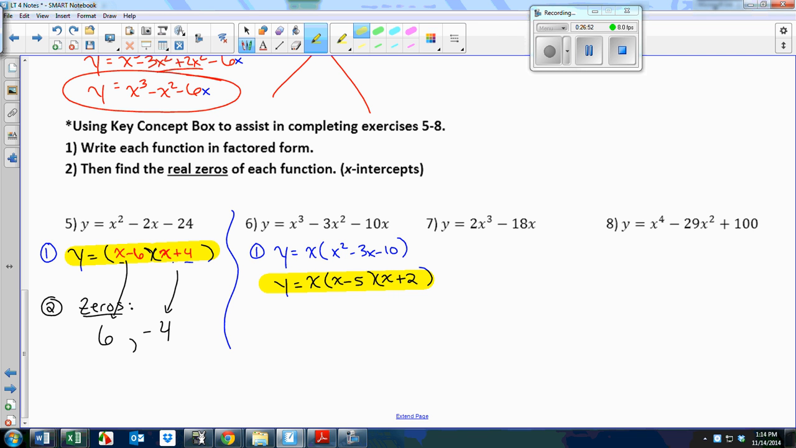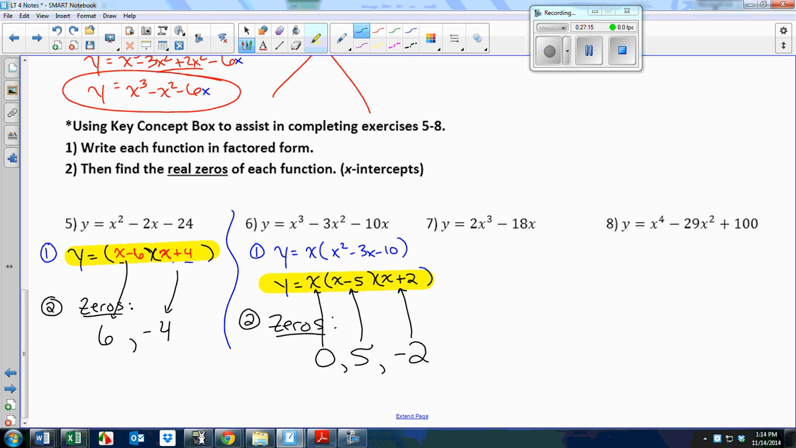If you graphed it and cheated it, you would have gotten the zeros first. And your x-intercepts would have been 0, 5, and negative 2. To which you could have concluded x is a factor, x minus 5 is a factor, and x plus 2 is a factor. So you could have kind of worked the problem backwards that way.